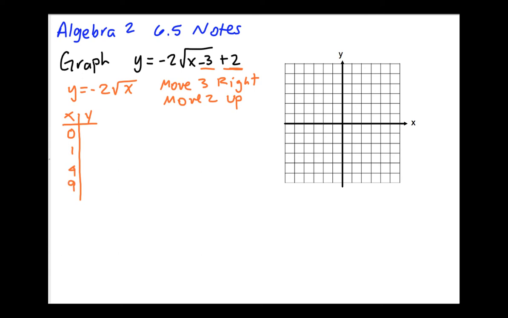Now remember, the first time it was 0, so that's okay. And then 1 times negative 2. Square root of 1 times negative 2, that's going to be negative 2. And then the square root of 4 is 2, but times negative 2, negative 4. Okay? And then the square root of 9, that's 3, times negative 2. That's negative 6. So this particular graph is going to be at 0, 0, 1, negative 2, 4, negative 4, and 9, way out here at 9, negative 6.